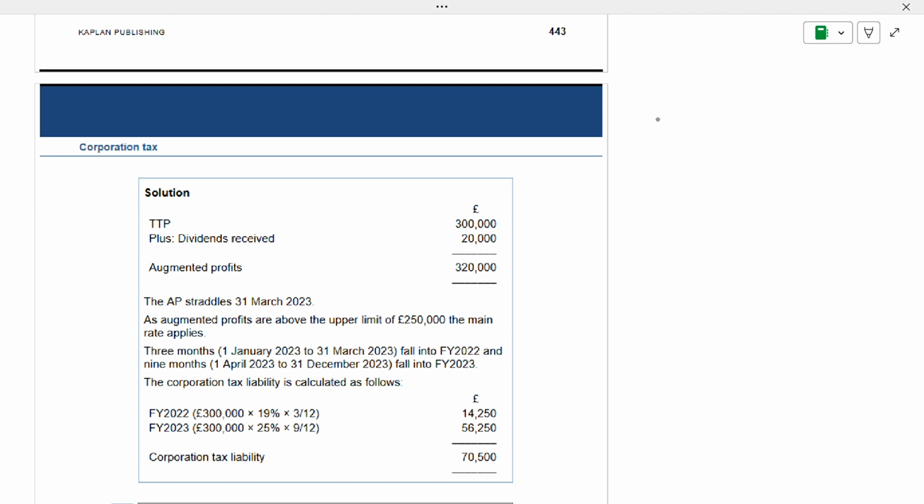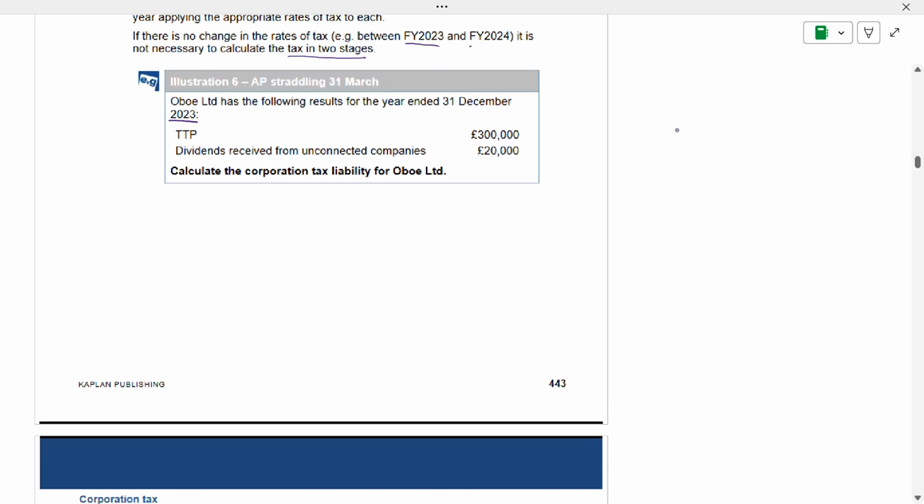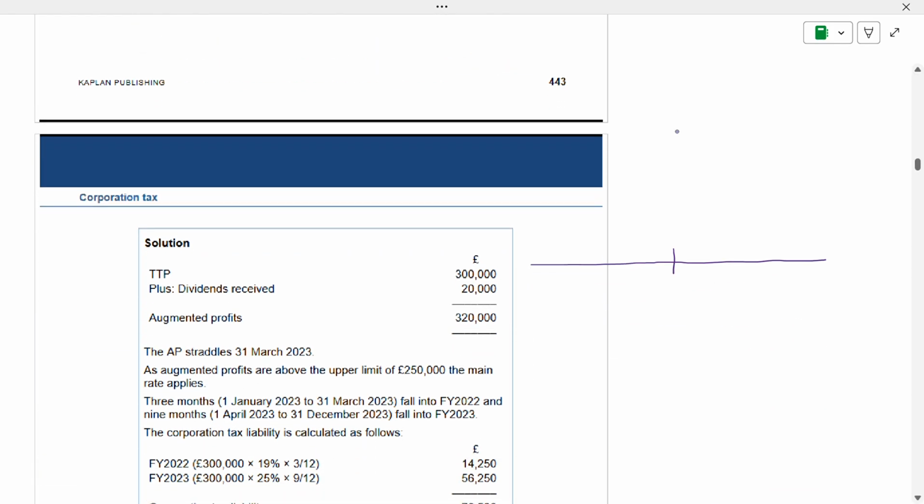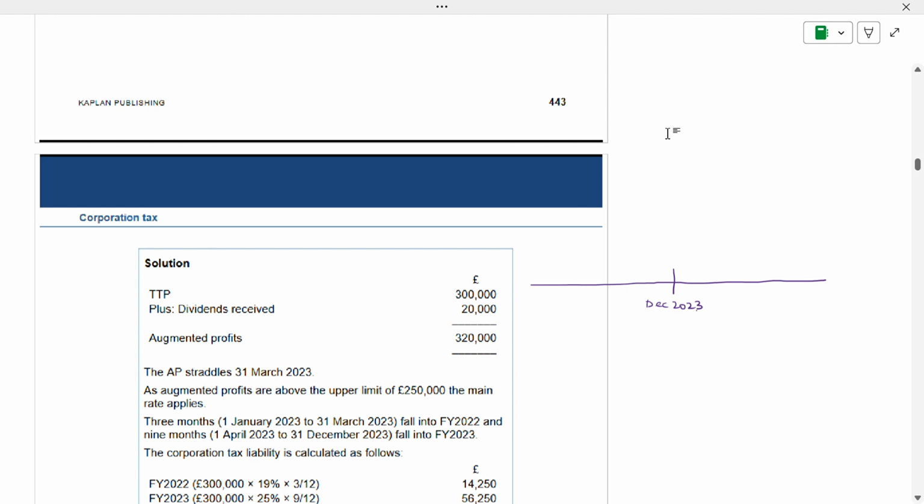Yes, sir. Next, we need to be a little bit more cautious. Is it the following results for the 31st December 2023? Is it 2023? Okay, 320. Is it 320? Is it right? Is that how you see the things? It is 2023, December 2023.